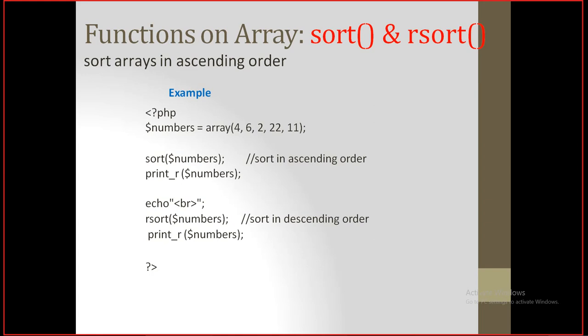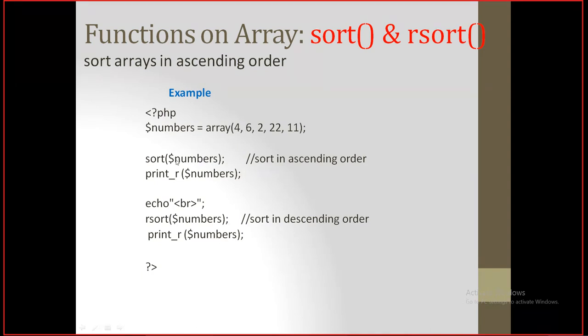Okay, functions for sorting now. Naturally, the sort function will arrange the elements of the array in ascending order. Here you can see we have an array called numbers, and we have these elements 4, 6, 2, 22, and 11, right? So when we call the sort function with the array name as argument, we will get a sequence of numbers in ascending order, and the sequence will be stored in the same array, that is the numbers array, right?